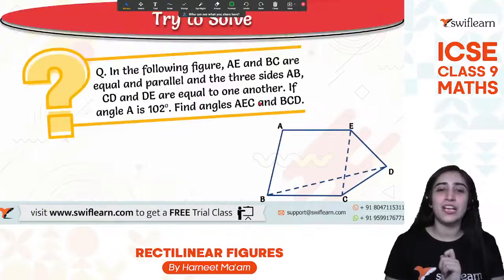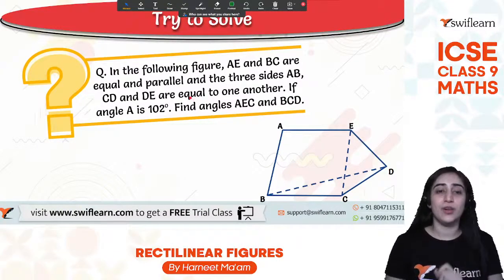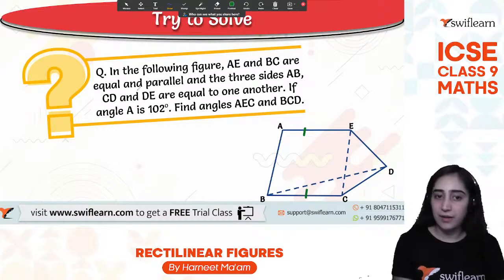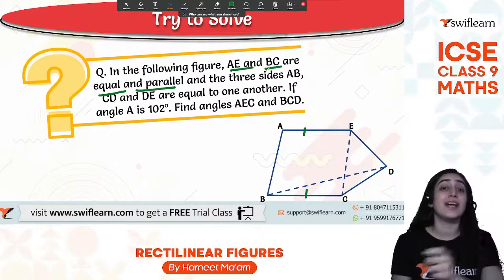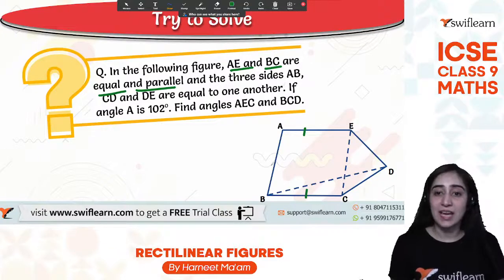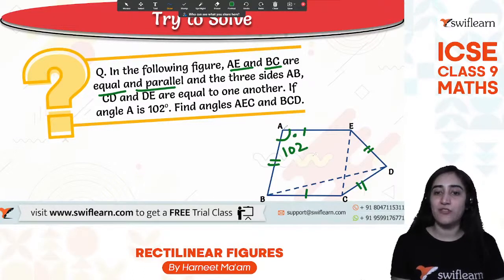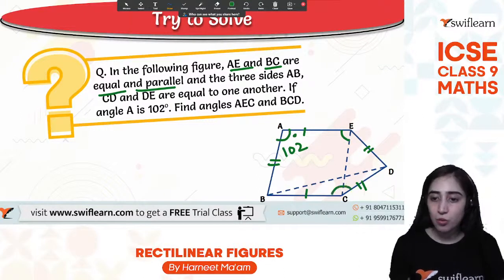Great. Moving on to the next one. Let's see how many of you can do this. Let's try to solve this figure. In the following figure, AB, BC, CD and DE are equal to each other. Let us understand the question, underline it. It says angle A is 102 degrees. We need to find the angle AEC, this one, and the angle BED, this whole angle.